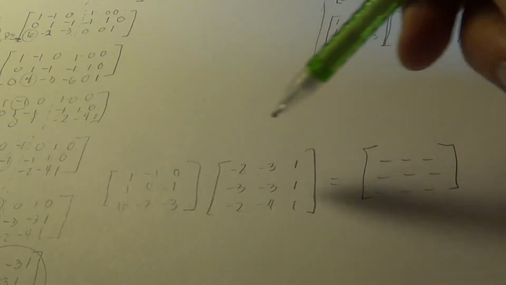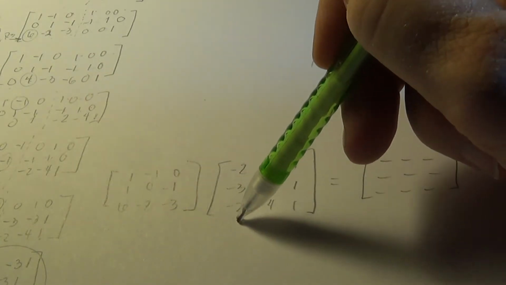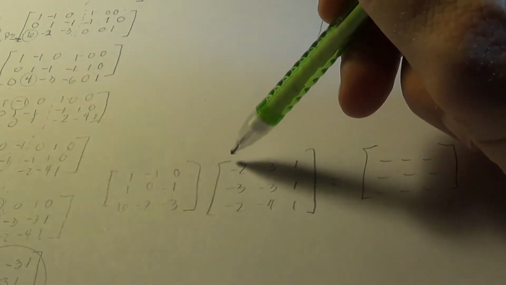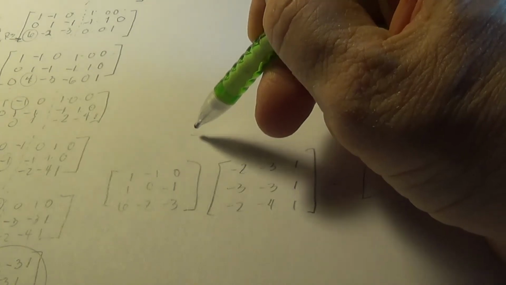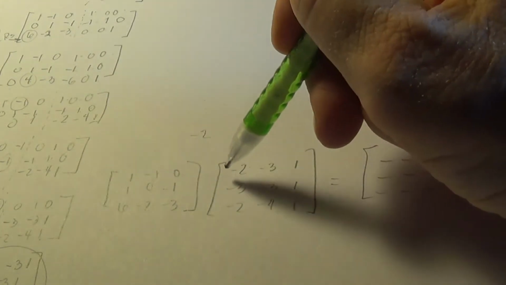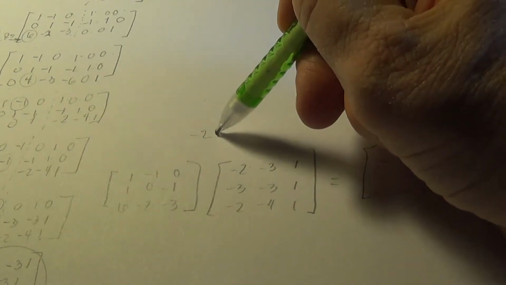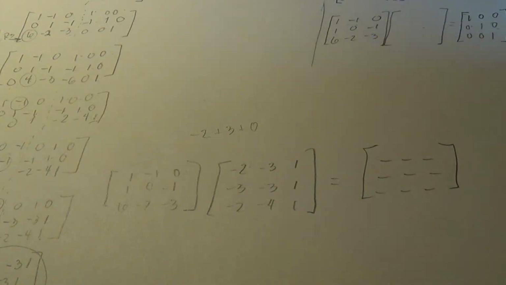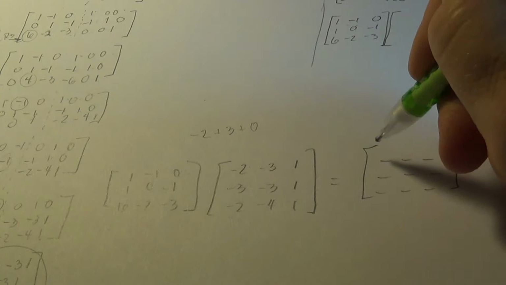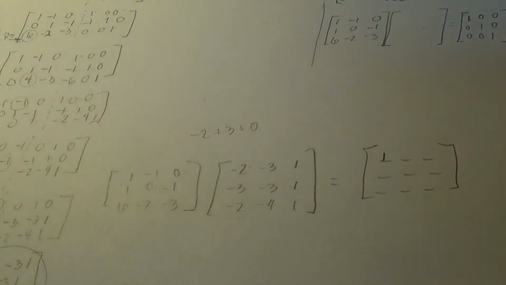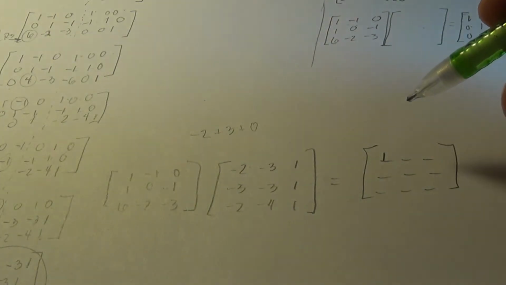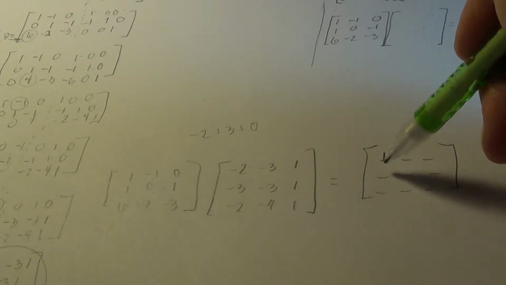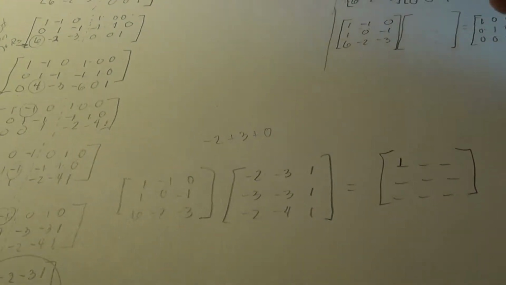So the first row, first column, well, it's this row and this column. 1 times minus 2, I'll jot it down, minus 2, minus 1 times minus 3, and 0 times anything is 0. So minus 2 plus 3 gives me a 1 in that position. Let's just check a couple more. I don't want to do all 9. You'll just have to trust me.